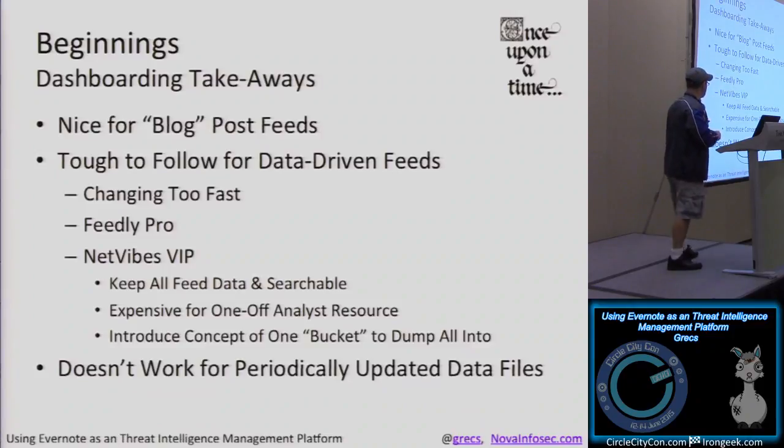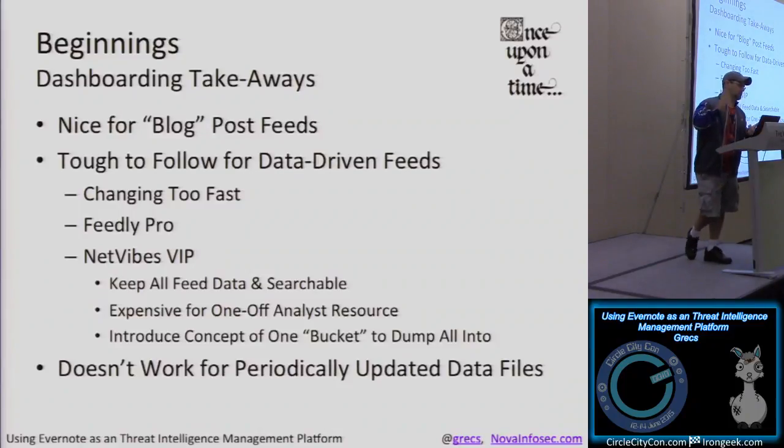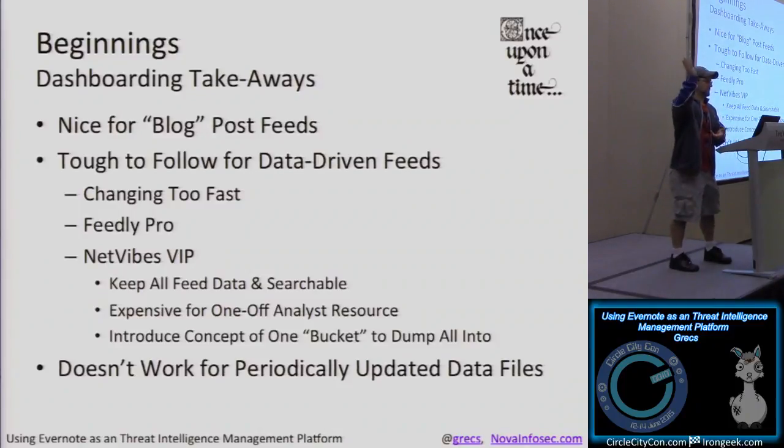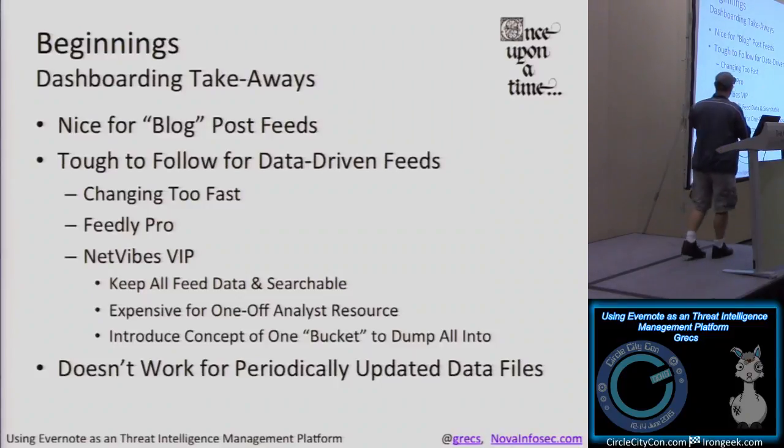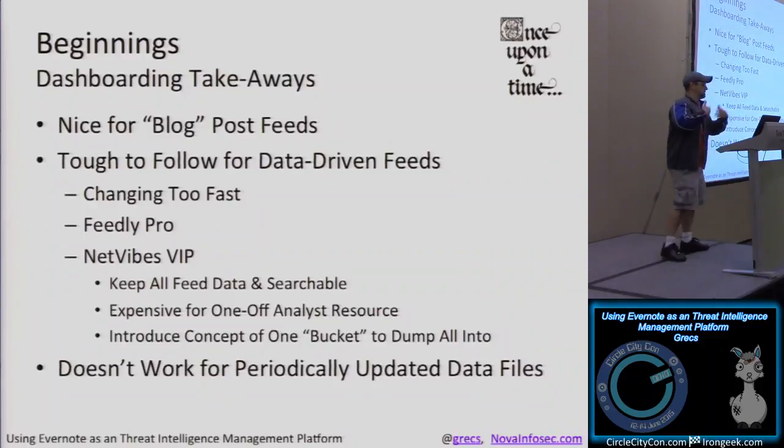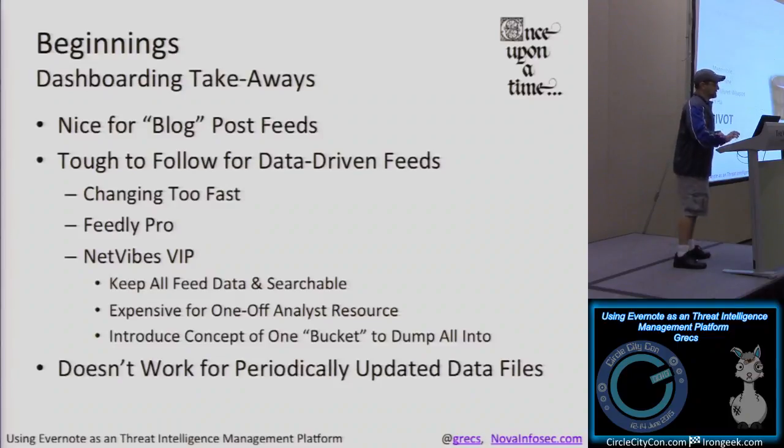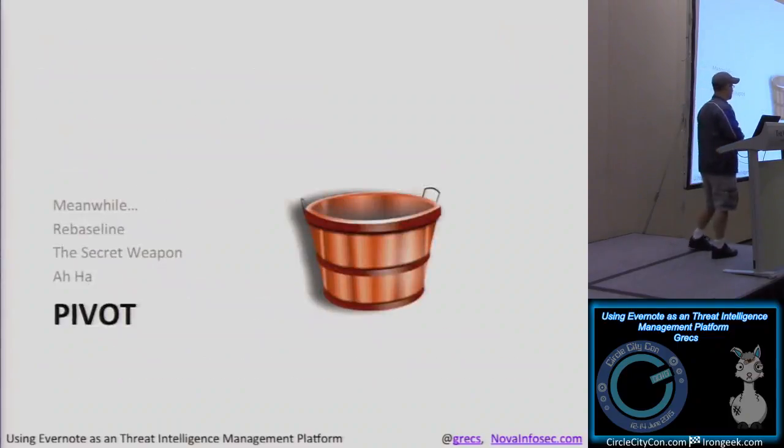The other big thing is that it didn't work for files that were updated periodically, because usually you'll have sites with a big list, like a big blacklist of IPs, domains, whatever, and that list is just updated periodically. There was really no way to get that sort of data into it. So this is where I pivoted: hey, maybe this dashboard thing's not working.